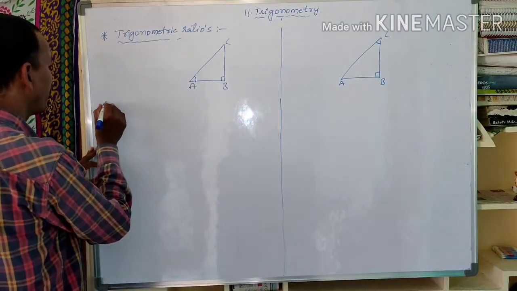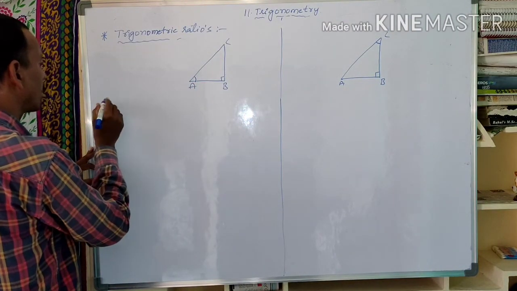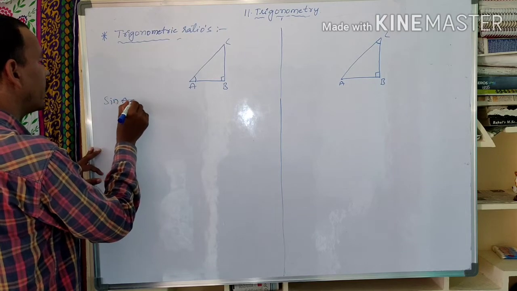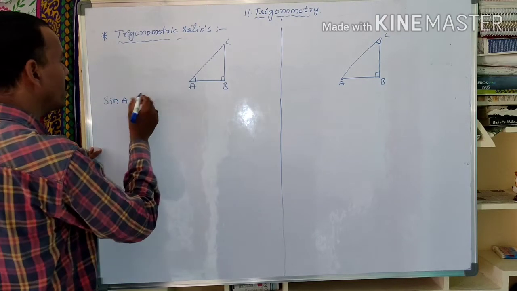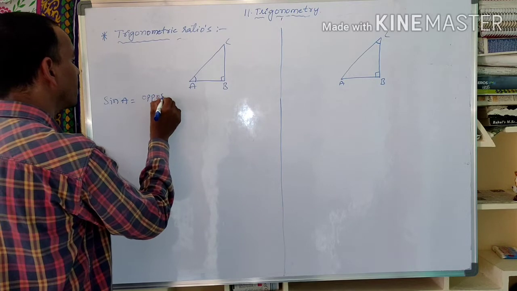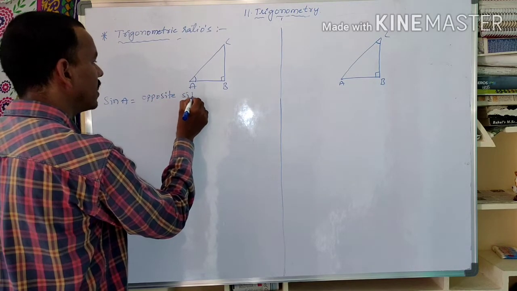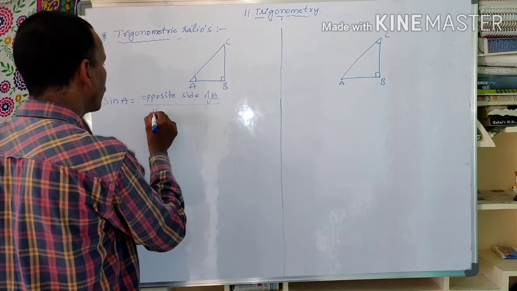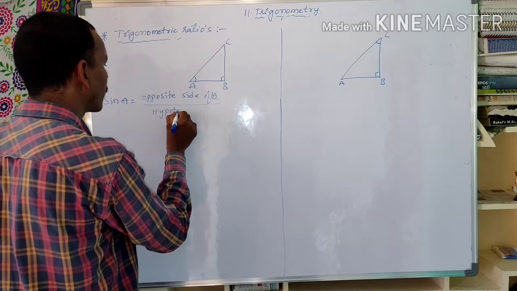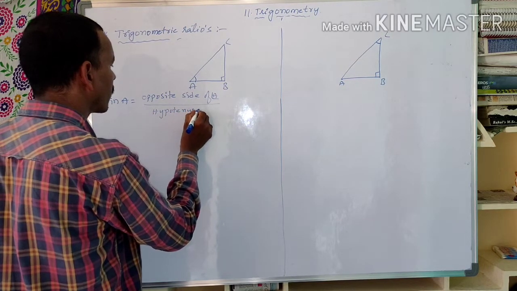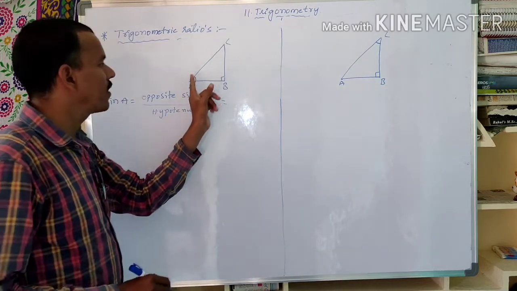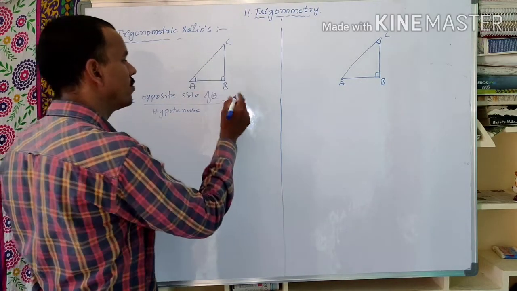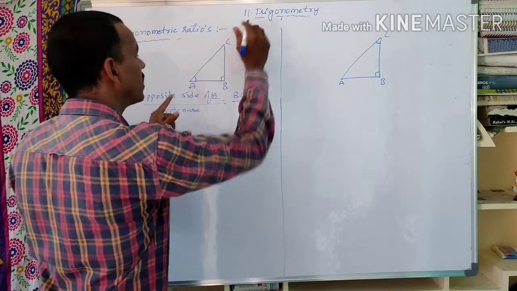First, sin A. Sin A is equal to the opposite side of angle A by the hypotenuse. What is the opposite side of angle A? The opposite side of angle A is BC, and the hypotenuse is AC.